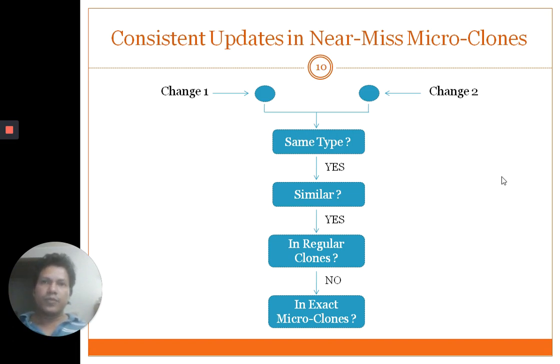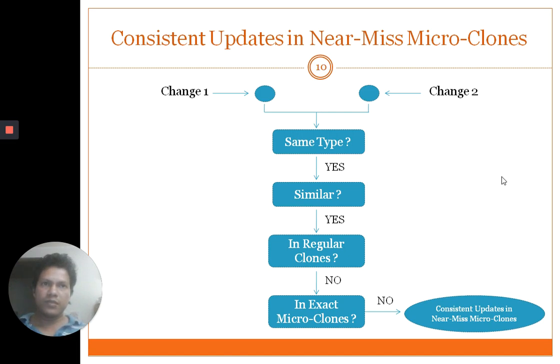If each of the fragments that were changed contains less than 5 blocks and the fragments are exactly the same, we realize that the changes occurred in exact microclones. If the changes did not occur in exact microclones, then we determine whether they occurred in nearest microclones. If each of the fragments that were changed contains less than 5 blocks and the fragments are not exactly the same, we consider that the changes occurred in nearest microclones.